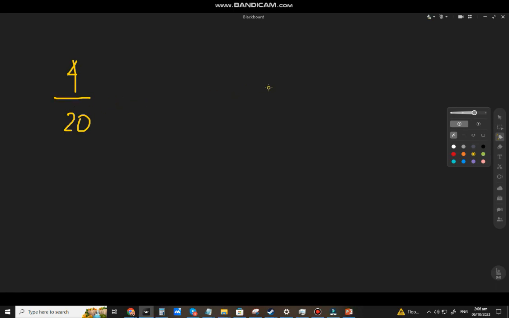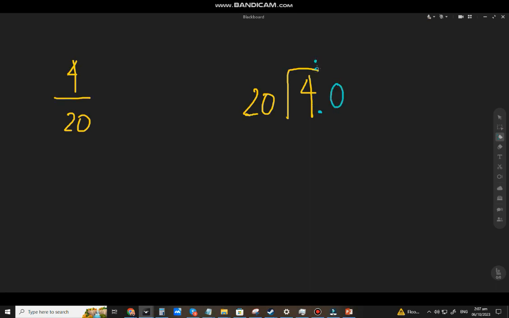So for this one, we have 4 divided by 20, and we know that 4 is lower than 20, so we have to add a placeholder like a 0 here. So you put a decimal point and a 0. Remember, you must put a decimal point also here at the quotient part. And of course, just a placeholder 0 here.